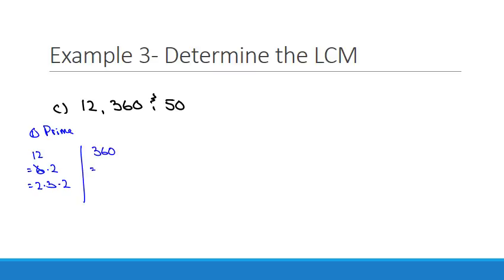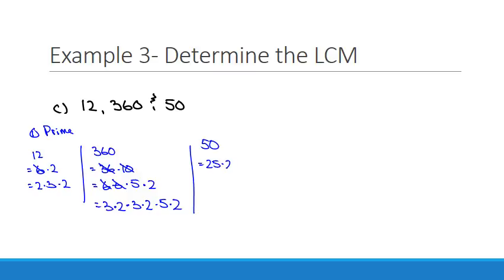360. That would be 36 times 10. And then I'll say 6 times 6. And 5 times 2. And then the 6 will be 3 times 2. And then another 6, 3 times 2. And then 5 times 2. And one more to go, 50. That's a short one. 25 times 2. 5 times 5 times 2. Again, even if these were big numbers, we'd take our time and just find the prime factors.